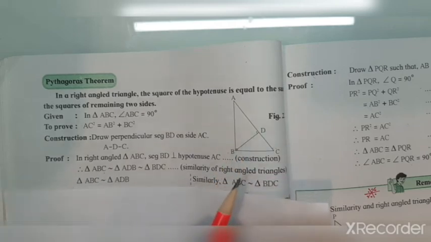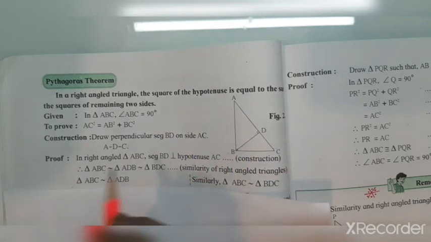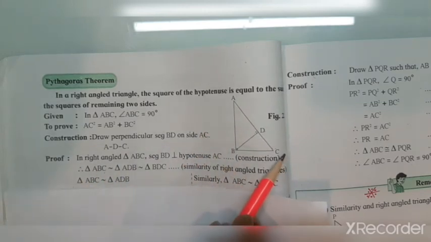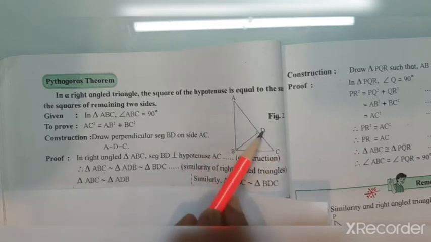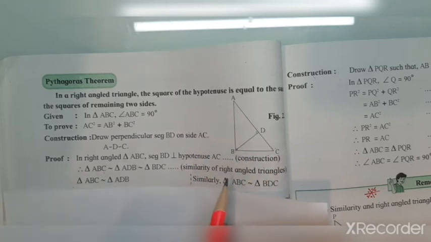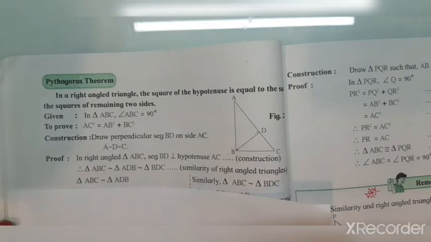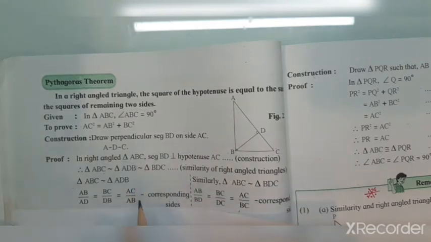Now, from this they have taken the first two triangles. Which two triangles? The bigger triangle ABC and ADB. When we take triangles ABC and ADB, they are similar, so we can write that the sides are in proportion. Which two sides we need, we will take.